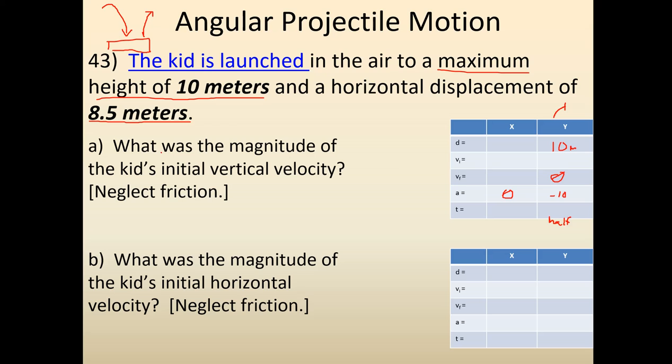They want to know the magnitude of the kid's initial vertical velocity. So using this, d, vi, vf, a, t, the only equation that comes to mind is the timeless equation. Again, the majority of the time, this is the one you're going to be using whenever they say max height. Vf is 0. Vi is what I'm looking for, plus 2 times -10 times 10. Taking the square root, we get that the initial velocity was 14 meters per second.